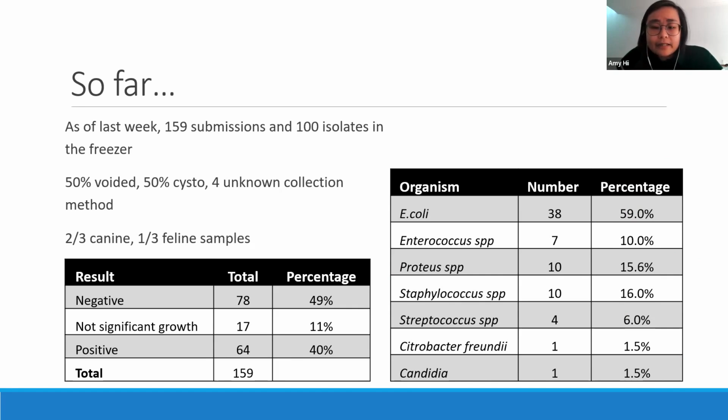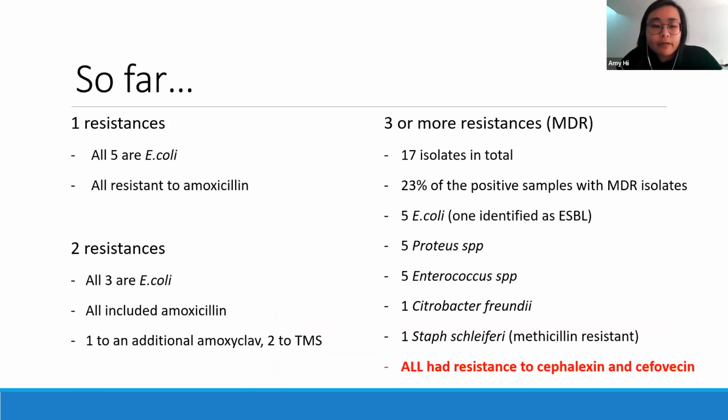So 20% of the 69 positive cultures were mixed infections, so they had more than one isolate. In terms of drug resistances, all 5 E. coli isolates with 1 drug resistance were resistant to amoxicillin. And then we had 3 E. coli that had 2 resistances, and all of them included amoxicillin, 1 to additional amoxiclav and 2 to TMS.